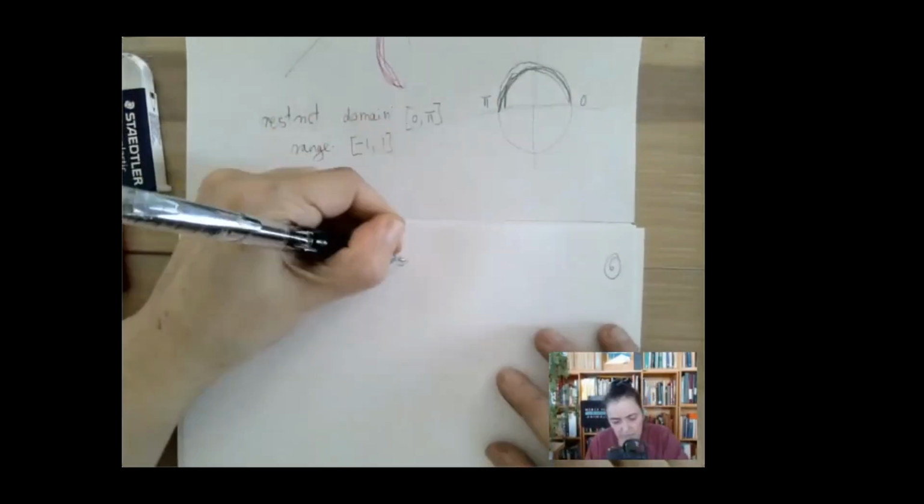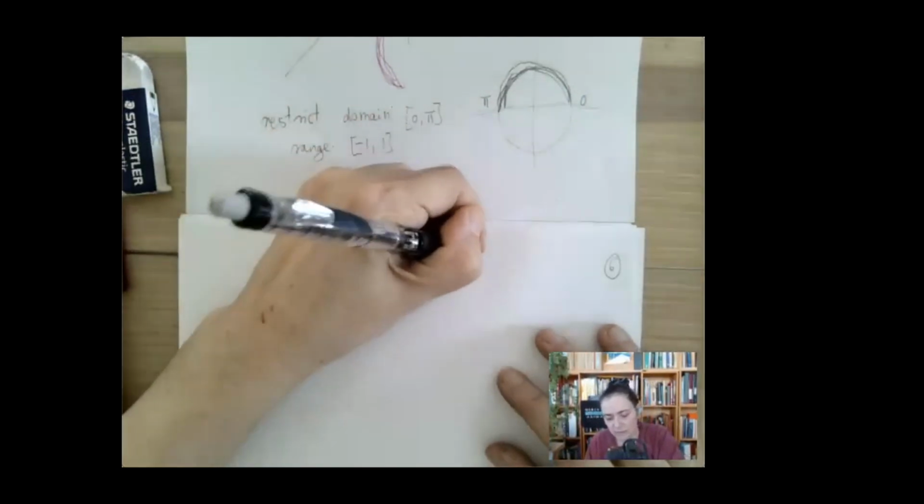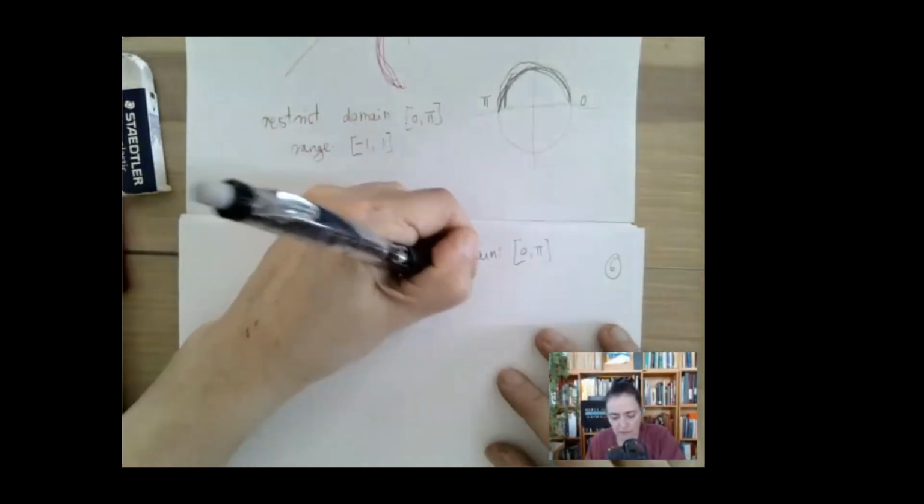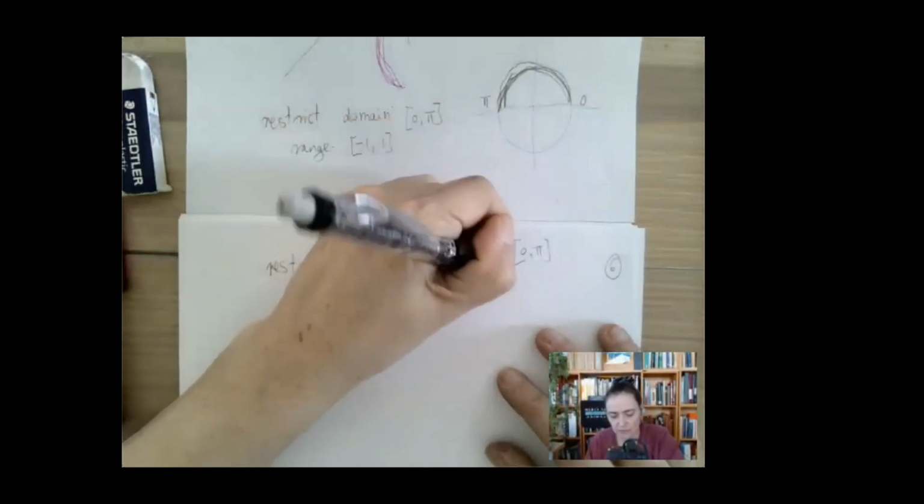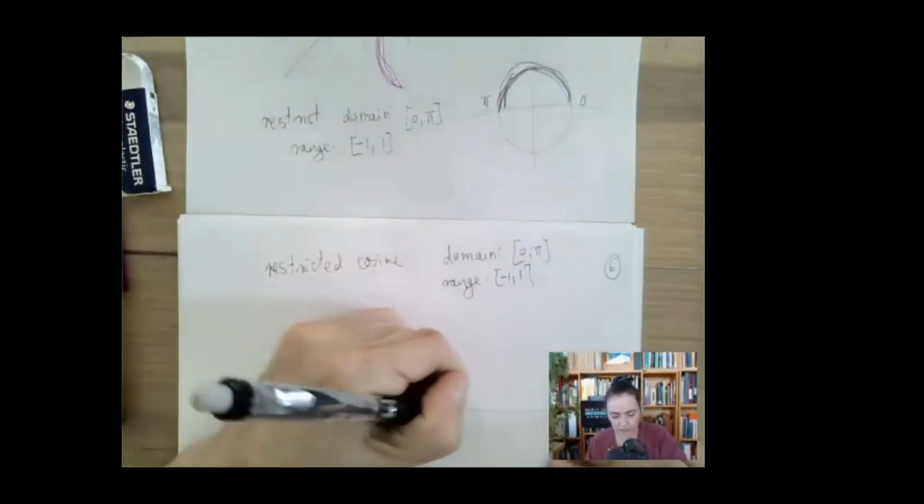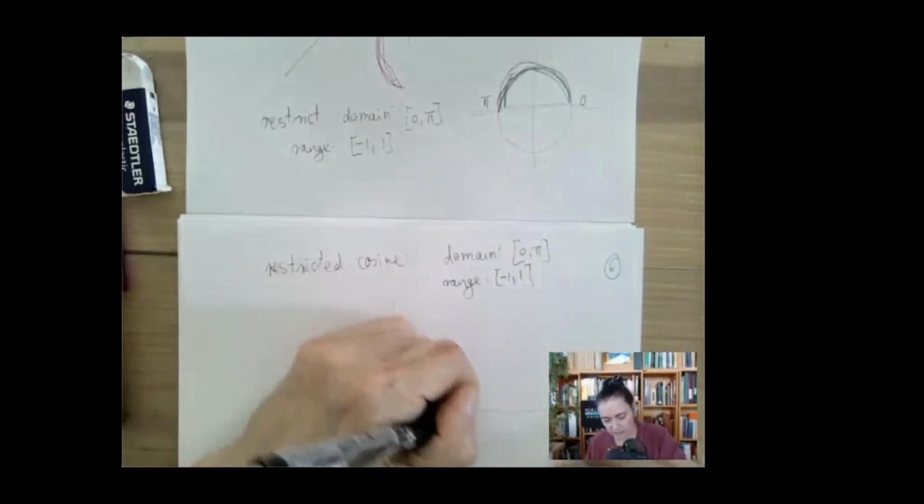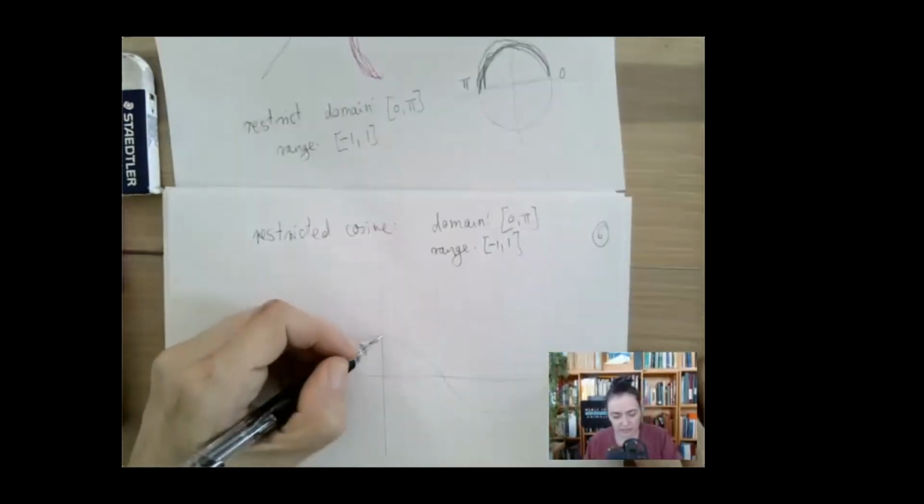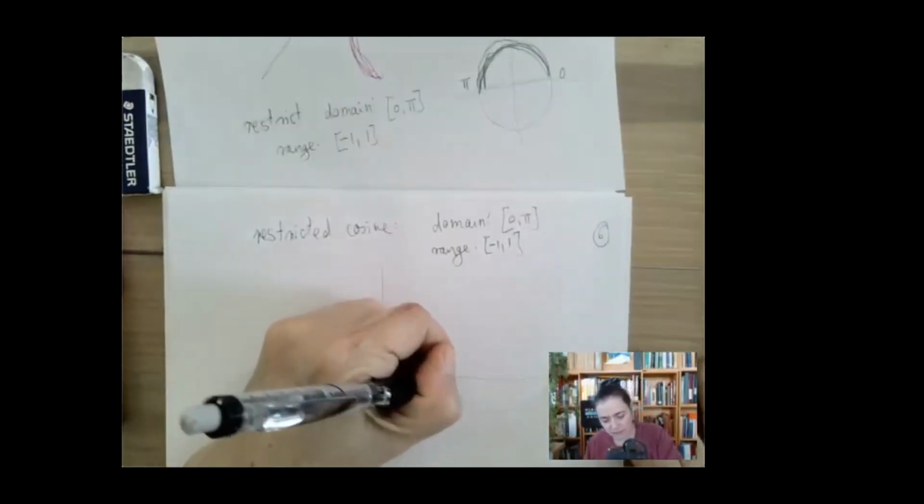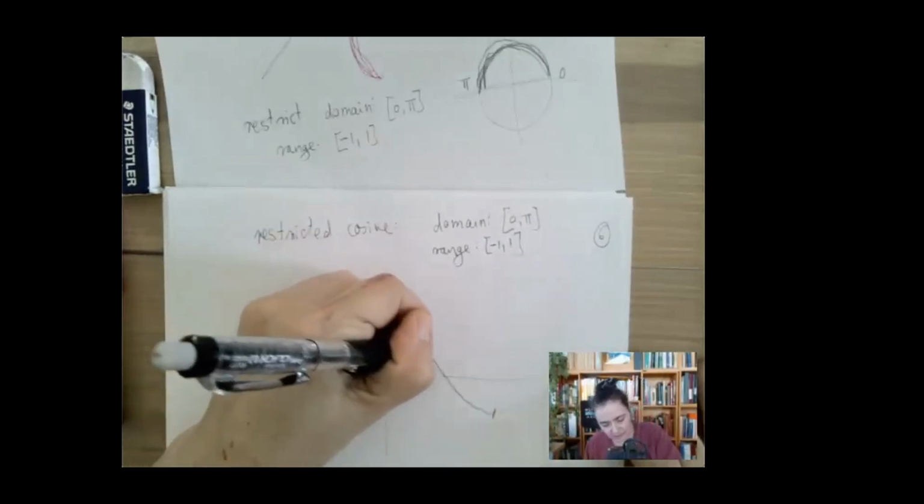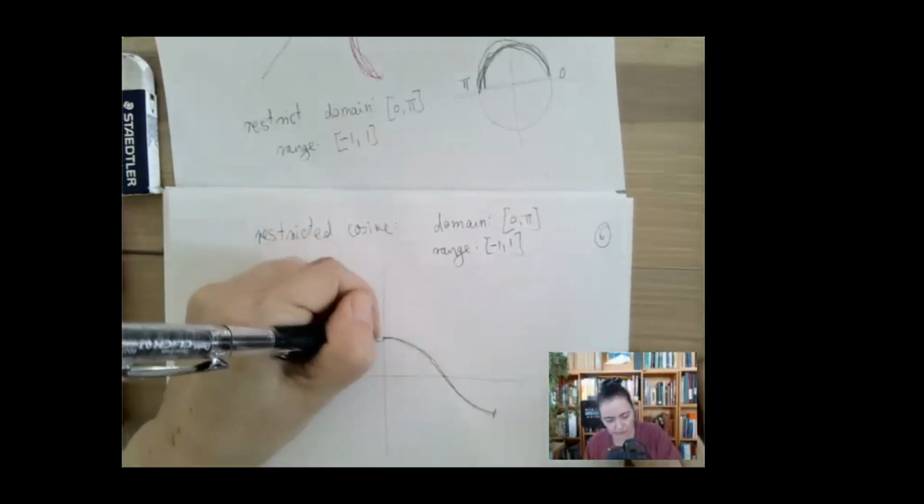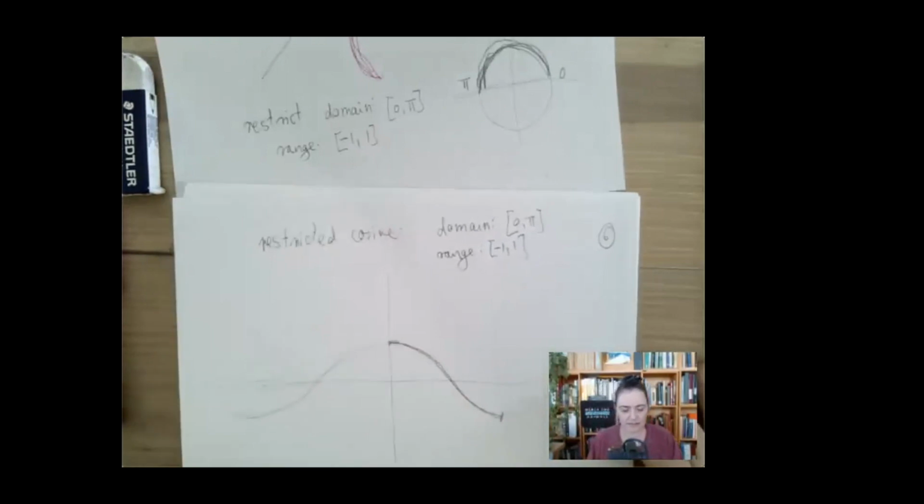Restricted cosine: the domain is 0 to pi, and the range is -1 to 1. And the picture, I usually start with the whole cosine and then just select the part. So 0 to 180, this one is decreasing. If you read it left to right, this piece is decreasing. It starts at 1 and ends at -1.